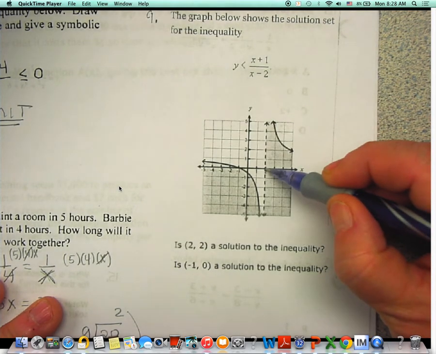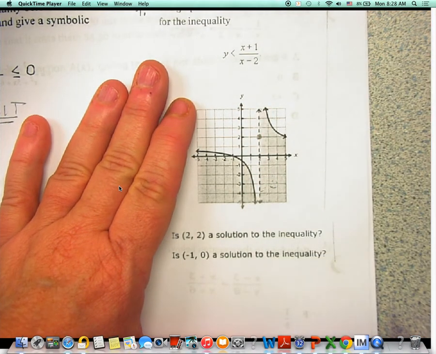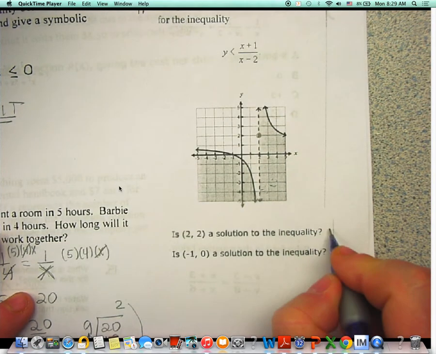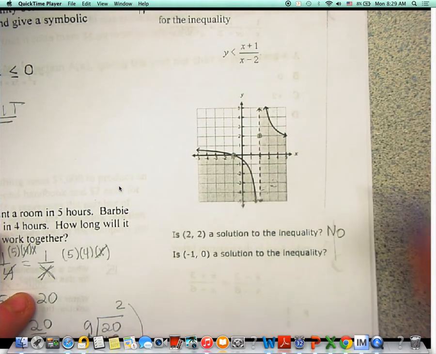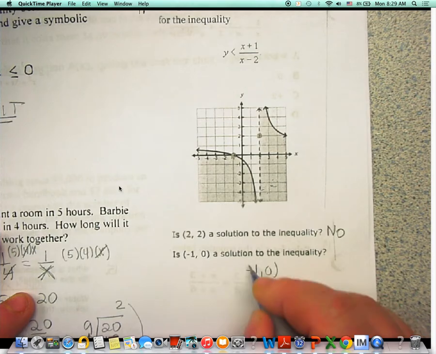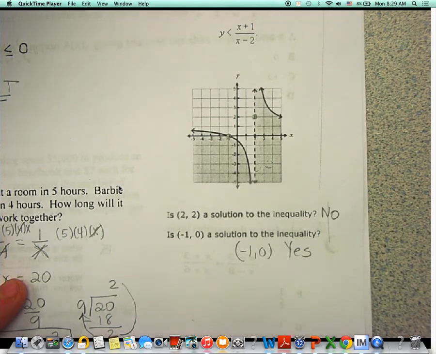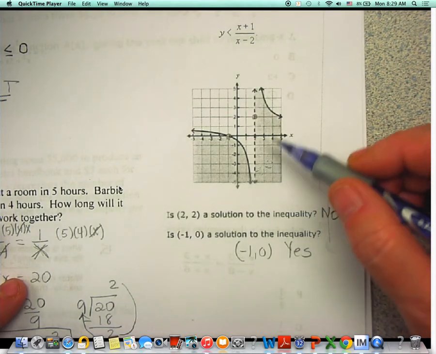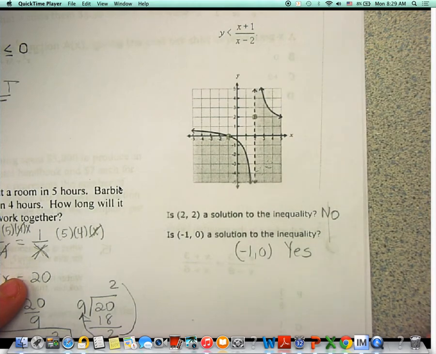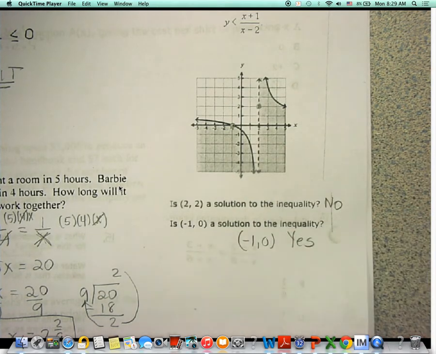It's on the dotted line. So does that make it a solution? No. It would have to be a solid line. So this would be no. Is -1, 0 a solution? Yes, if it is on the solid line. Okay, what about 4, 0? Is it a solution? Yeah, right here. Would that be yes? If it's in the shaded part or if it's on the solid line, it's a solution. The shaded part is the solution, okay? So is the solid line, but not the dotted line.